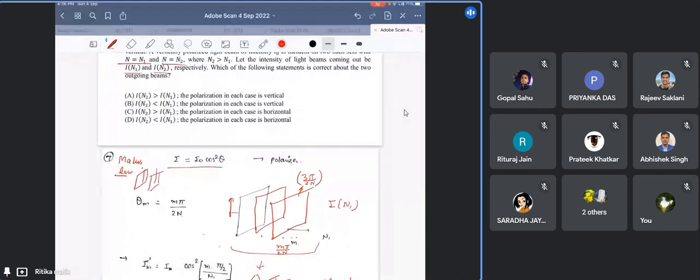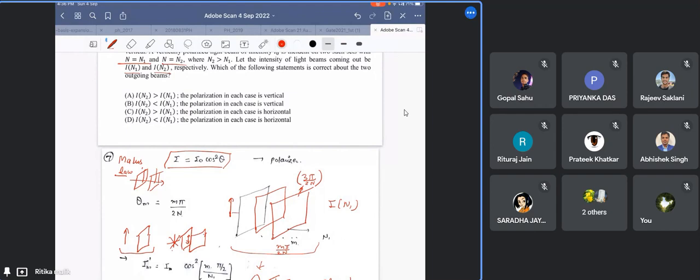in that case, the intensity passing through this polarizer will be I naught cos square theta. Actually, if you have one polarizer and linearly polarized light, it is the same as having two polarizers and unpolarized light, because after passing through one polarizer it will make linearly polarized light, and the concept becomes like this.